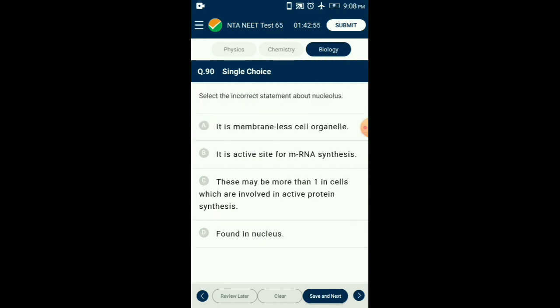Question number 90. Select the incorrect statement about nucleolus. The nucleolus is membraneless and the active site for ribosomal RNA synthesis. Nucleoli are found more than one and also larger in size if the cells are actively involved in protein synthesis. So the answer for this question is option B. It is an active site for mRNA synthesis. That is the incorrect statement about the nucleolus.